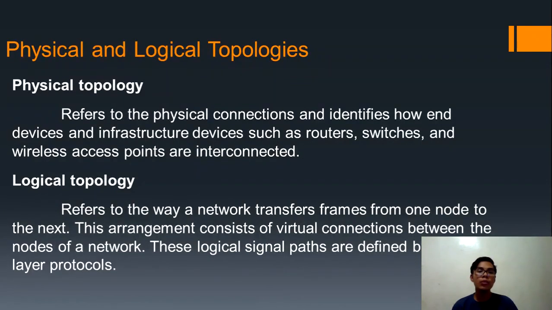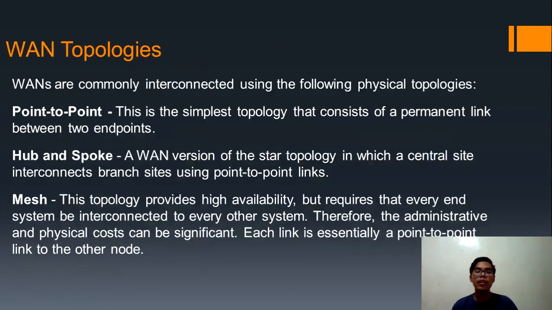Physical and logical topologies. Physical topology refers to the physical connections that identify how end devices and infrastructure devices such as routers, switches, and wireless access points are interconnected. Logical topology refers to the way a network transfers frames from one node to the next. This arrangement consists of virtual connections between the nodes of a network. These logical signal paths are defined by data link layer protocols.